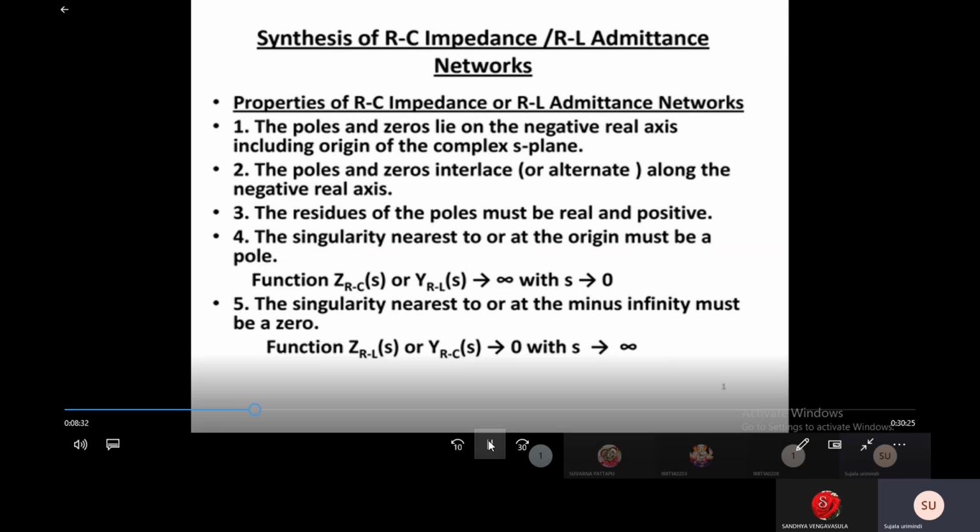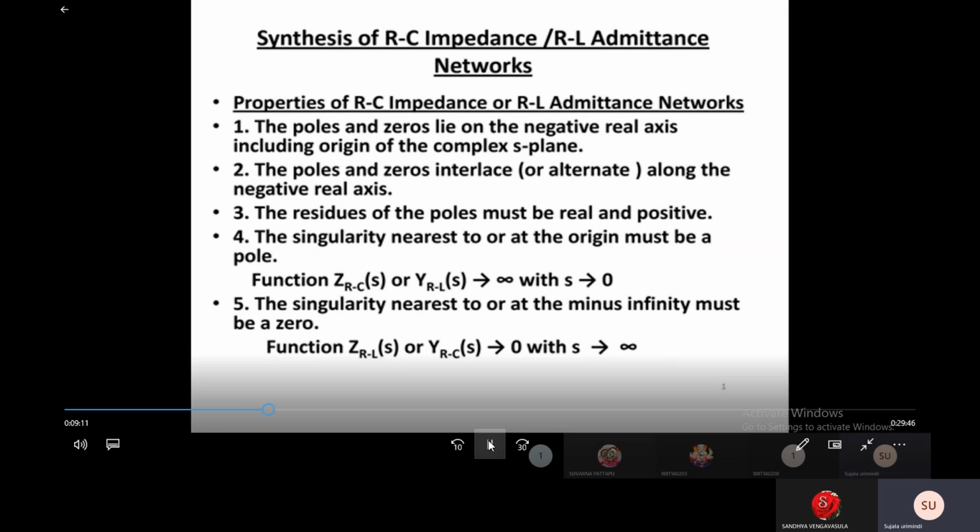So now first you have to know the basic properties to find out these Foster 1 and Foster 2 and Cauer 1 and Cauer 2. So first you have taken synthesis of RC impedance and RL admittance network. What are the basic properties of RC and RL impedance? That means the poles and zeros. I already discussed what poles and zeros are. Zeros come from the numerator and the poles come from the denominator.